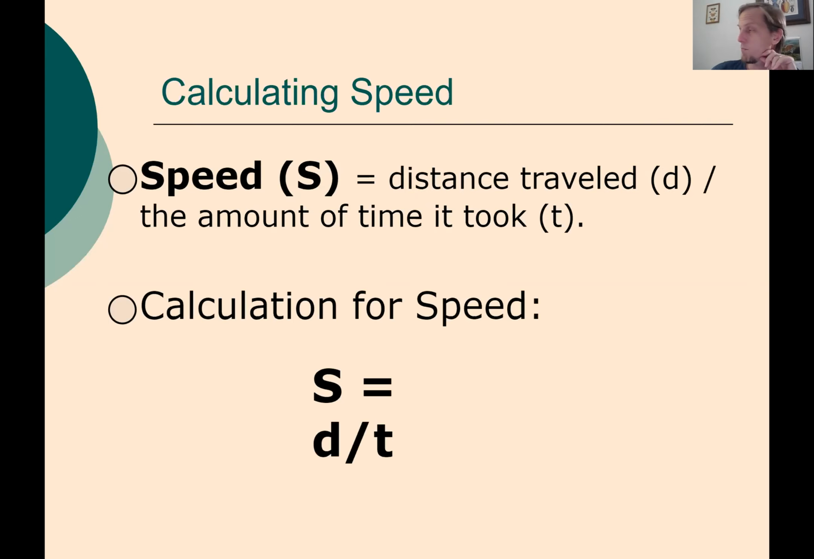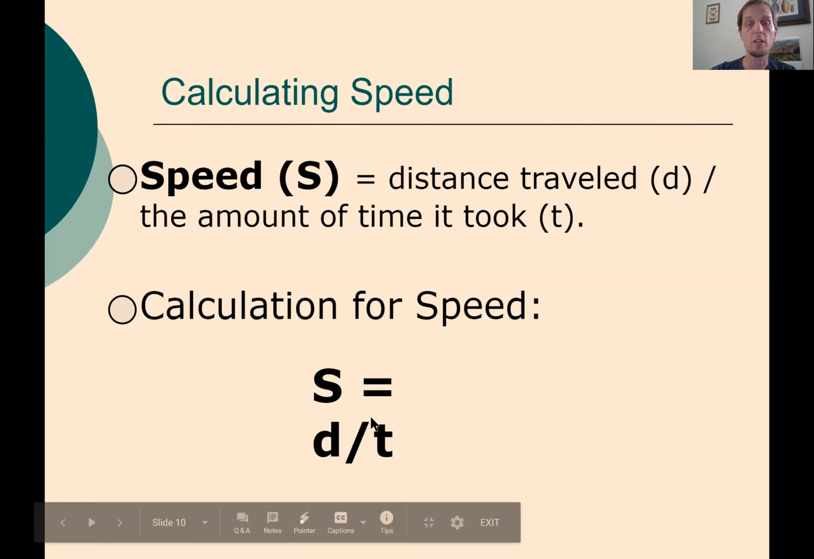So calculating speed. That's distance traveled, D, divided by the amount of time it took. Okay, so the calculation for speed is S equals D, that slash means divided by. So you put the number in, the divide symbol on your calculator, and you put in the time. You may use calculators. So S equals D divided by T.